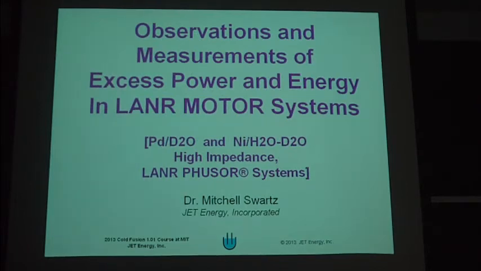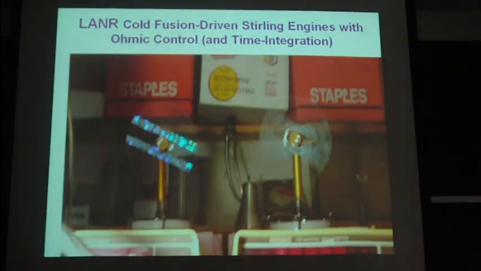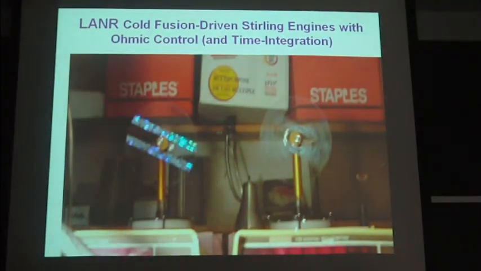Let's look at some motor systems. Again, what we did here is use a redundant system where at the core we had either a cold fusion device or an OMA control. We do isoperibolic calorimetry locally. We measure the heat flow coming out. We then put it into a Stirling engine. The Stirling engine we do calorimetry on as well, and then we measure the rotation rate.